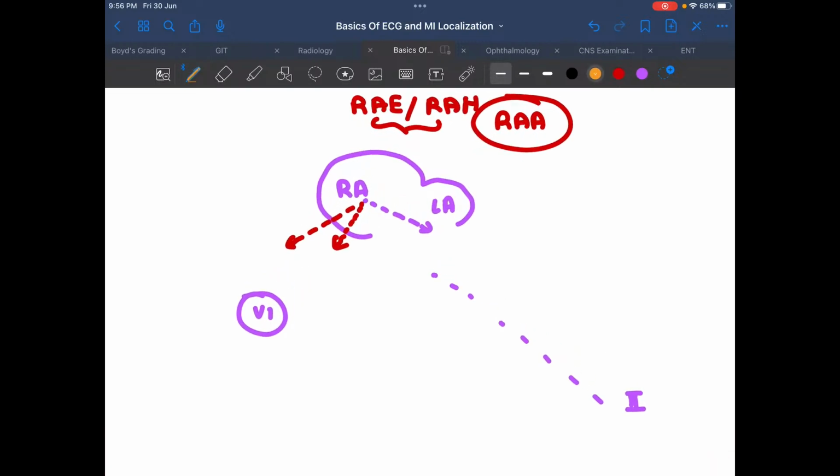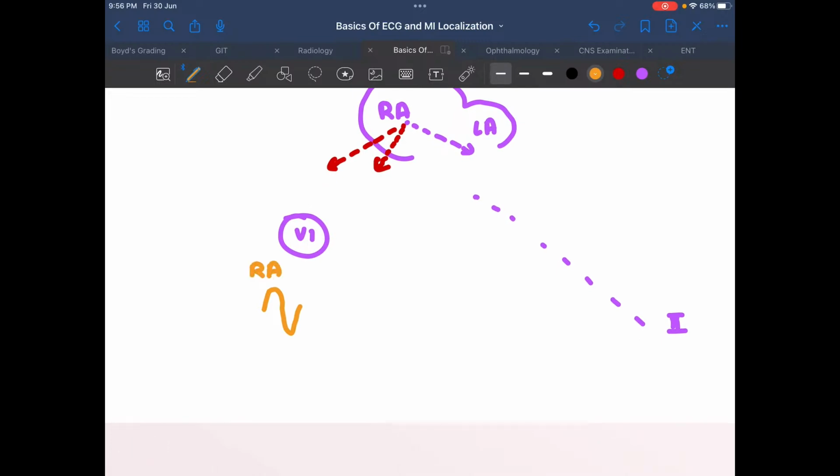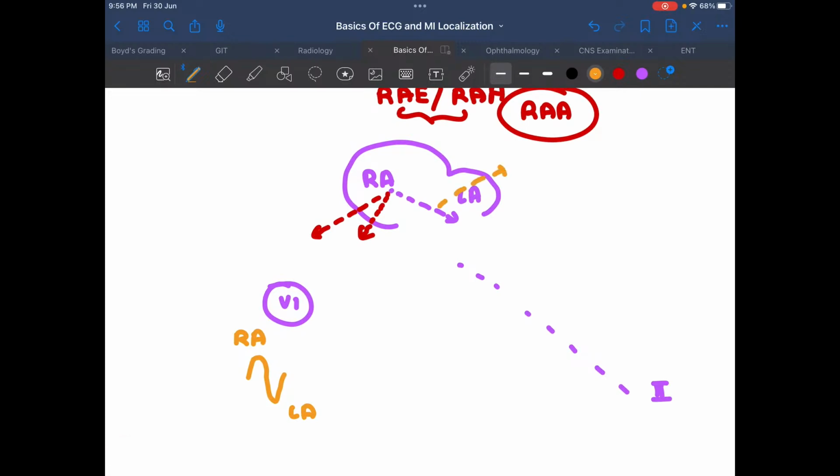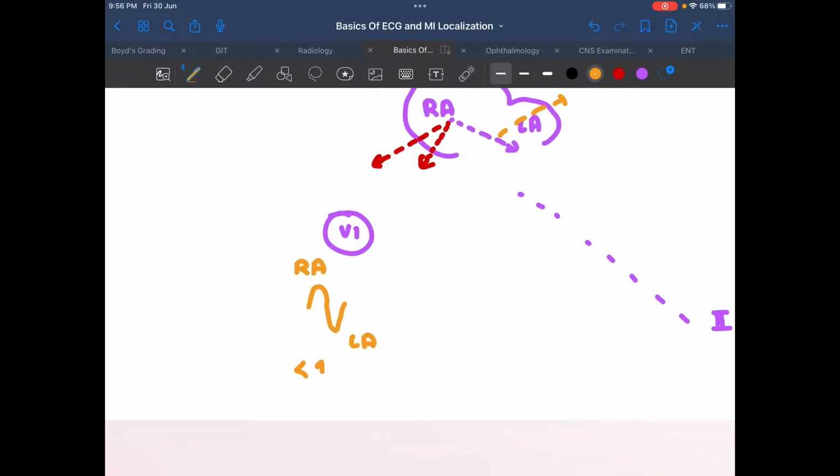What is that? The first thing is in V1. Usually V1 is biphasic. Okay? The initial part of it represents the right atrium, the later part of it represents the left atrium, because the left atrium is going away from V1. So this is my normal V1. Usually they are less than 1 millimeter, a positive or negative reflection of either the right atrium or left atrium. So it's a biphasic reflection. But now in right atrial enlargement, I'm going to see a predominantly positive wave in V1. A predominantly positive P wave in V1. So it's going to be more than 1 millimeter positive deflection in V1. So that is diagnostic of a right atrial enlargement.